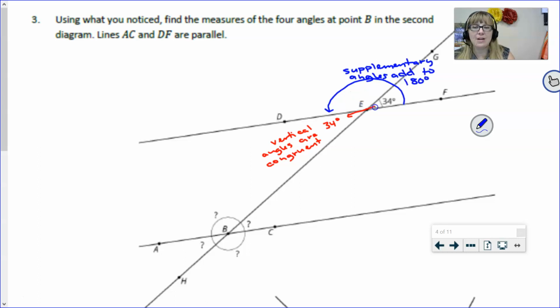And that reminds us that when I see this is 34 degrees, knowing that this is all going to have to add up to be 180 degrees, I simply have to calculate 180 degrees minus that 34-degree angle, and that is going to give me the measure of angle DEG. 180 minus 34 degrees is equal to 146 degrees.